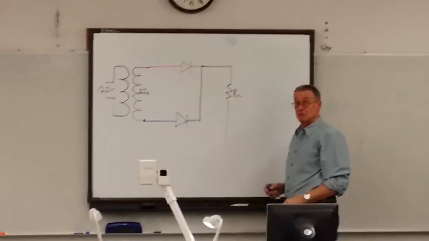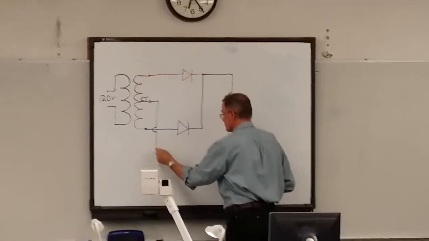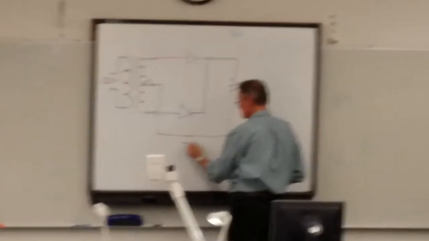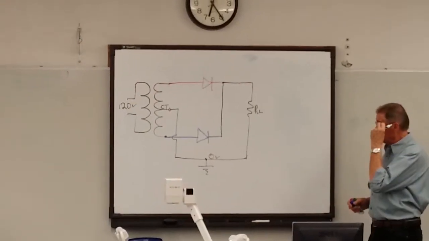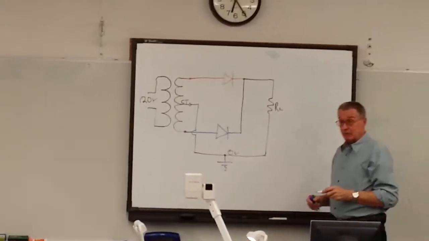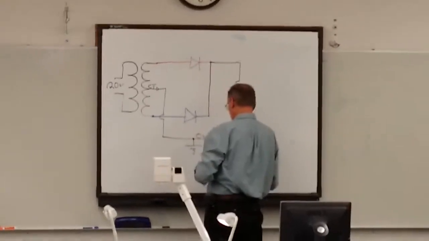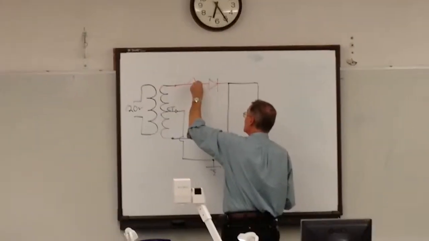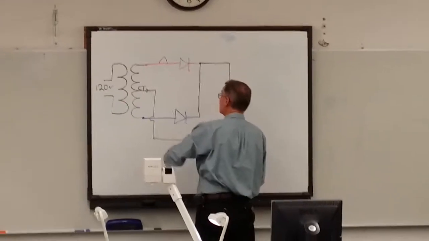And what I'm going to do is tie the center tap to the bottom of the load resistor. And this will be ground. 0 volts. That's our reference, chassis ground. Okay. Now let's look at what happens when the input is positive and then when it goes negative.